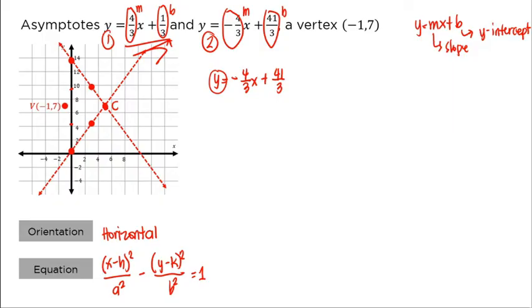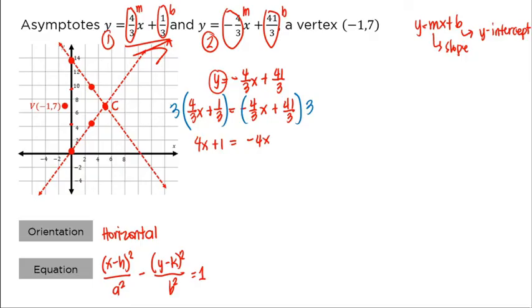So I will now have 4/3x plus 1/3 equal to negative 4/3x plus 41/3. Okay, so from that, I can now solve for x. Okay, solving for x, I will eliminate first the denominator. So I will multiply both sides by 3. So I will now have 4x plus 1 equal to negative 4x plus 41.